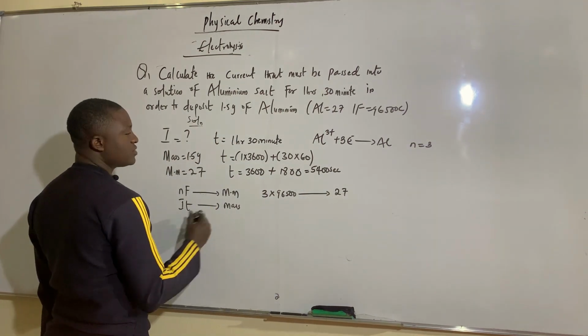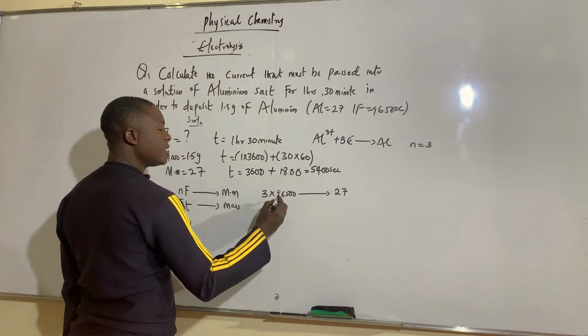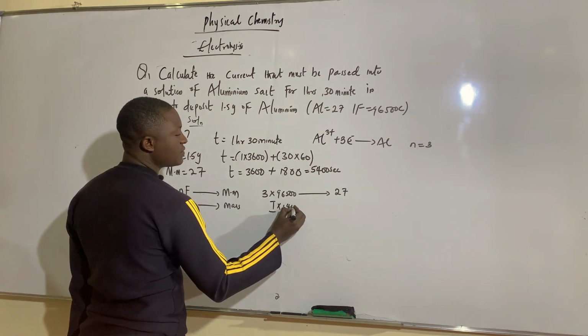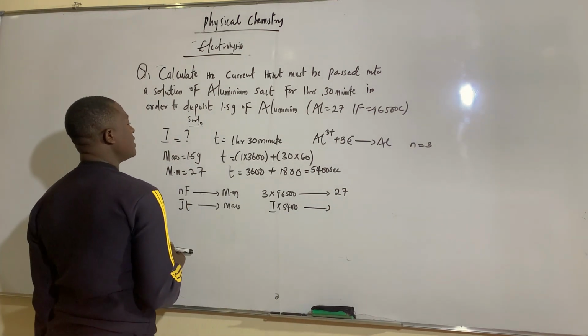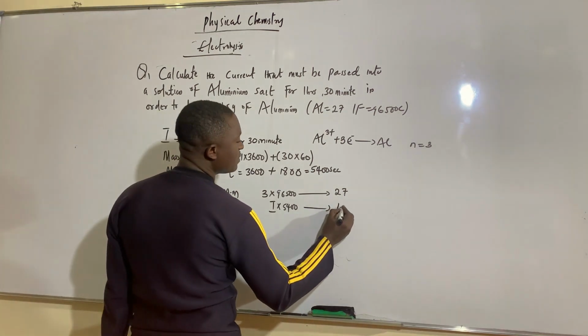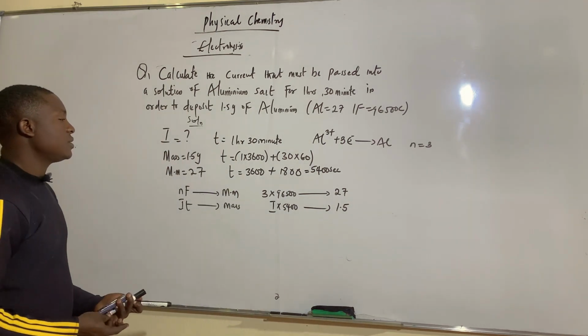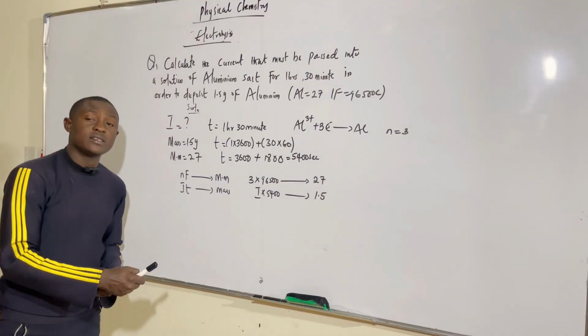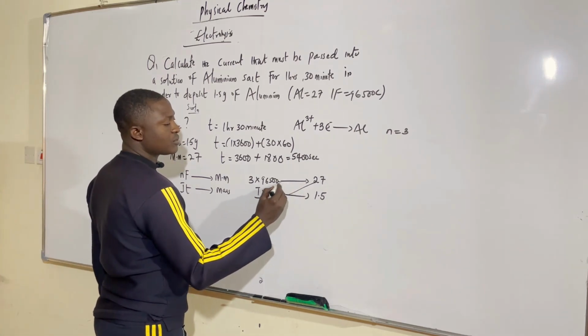Then I is what I'm looking for. Time, our time. What is our time? Our time is 5,400. Produce mass. The mass that we have is 1.5. So the next thing is to make our I the subject of formula. So how are we going to do that? Just make a simple cross multiply.